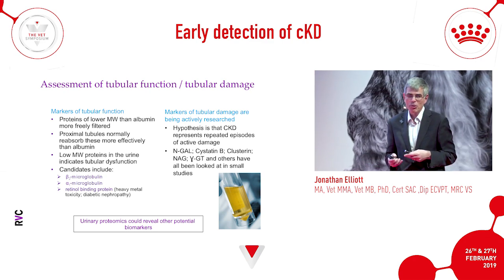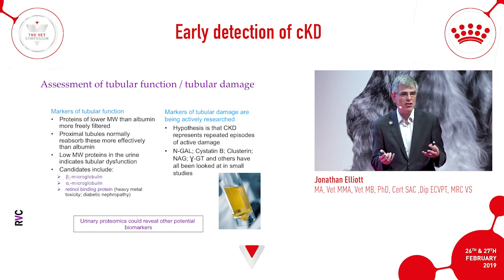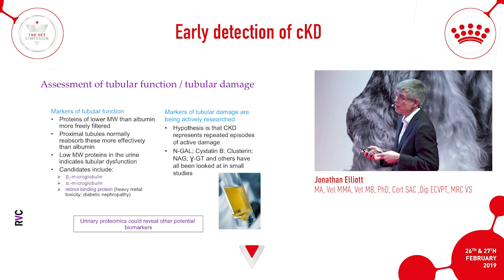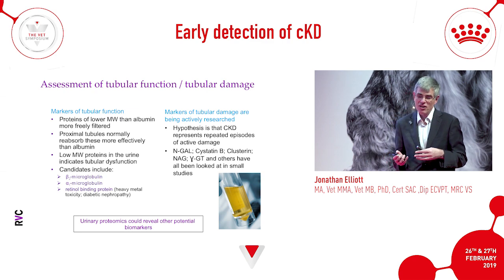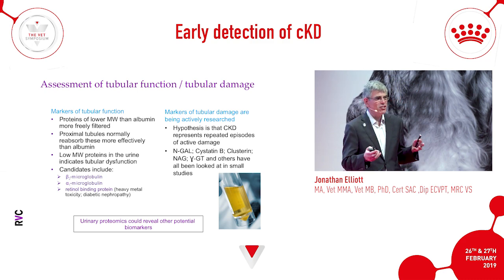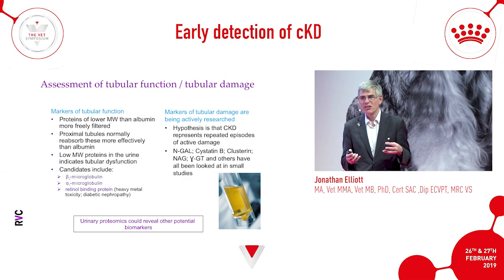In addition, there are proteins that are released from the tubular cells and the glomerular cells that indicate damage. In fact, NGAL, cystatin B, clusterin, NAG, gamma-GT, and others. And they've all been looked at in small studies, and they all look as though they show something. Actually, when you go back and you look at their predictive value relative to urine protein to creatinine ratio, often they don't add anything.